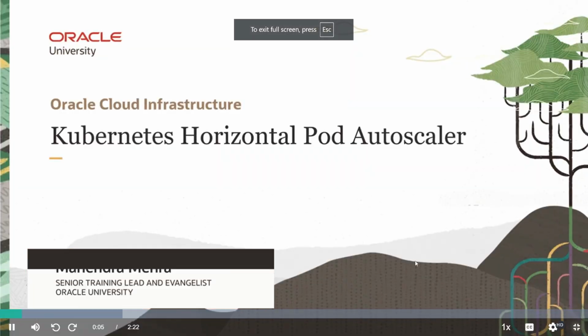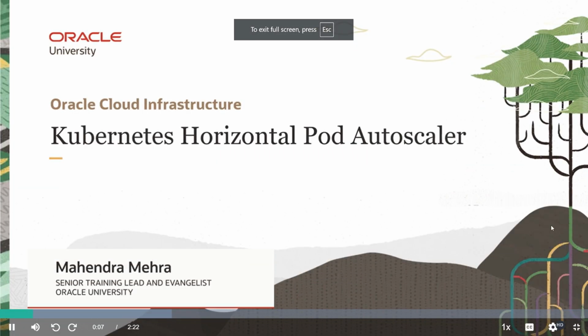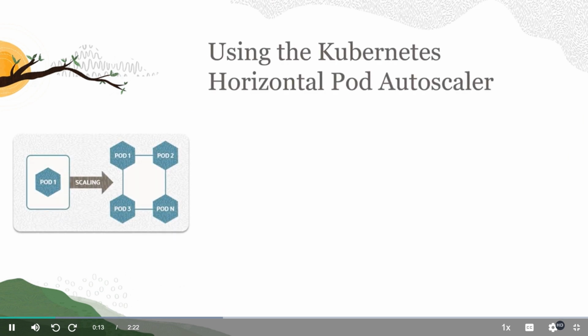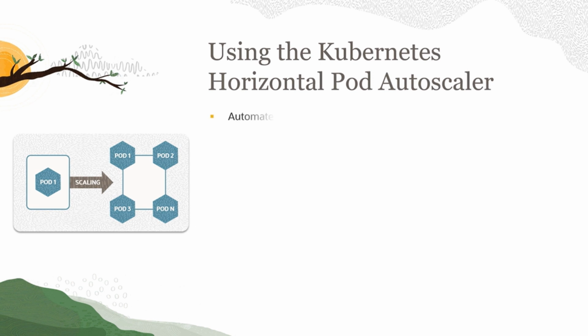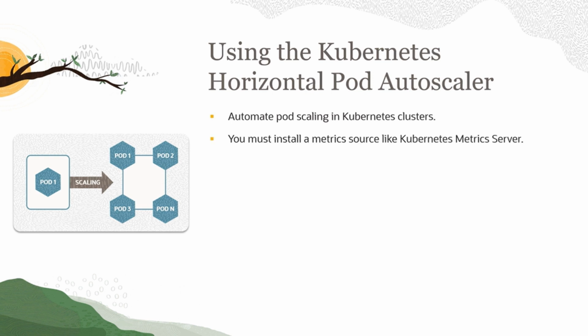Hello and welcome to this lesson on Kubernetes Horizontal Pod Autoscaler. Let's get started. Kubernetes Horizontal Pod Autoscaler is a powerful tool for automating pod scaling in your Kubernetes cluster. To unleash its potential, you'll need to install a metrics source such as the Kubernetes metric server in your cluster. As you engage with the Horizontal Pod Autoscaler, you gain the ability to dynamically adjust the number of pods in your deployments, replication controllers, replica sets, or stateful sets.